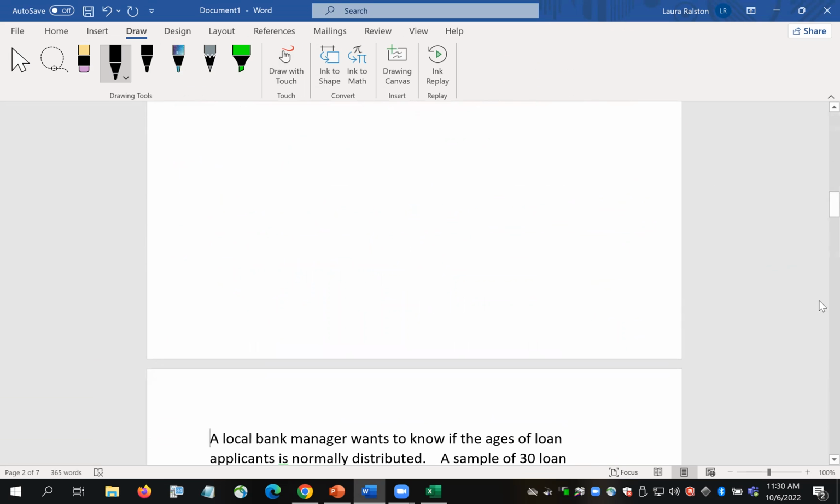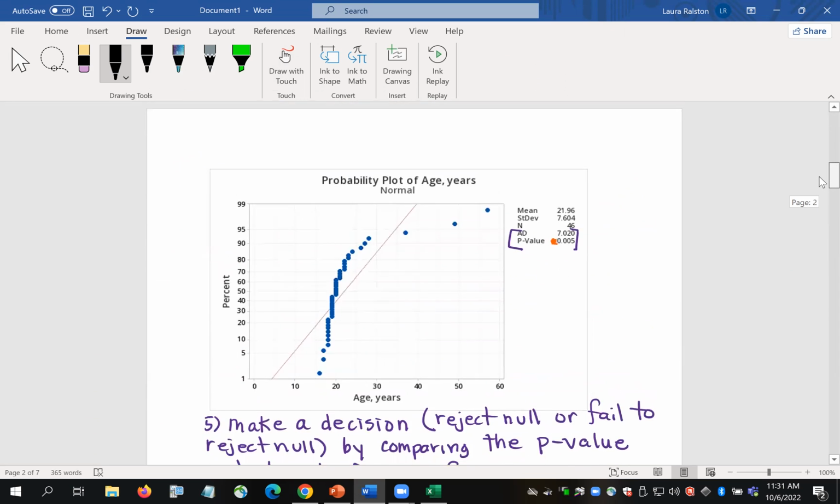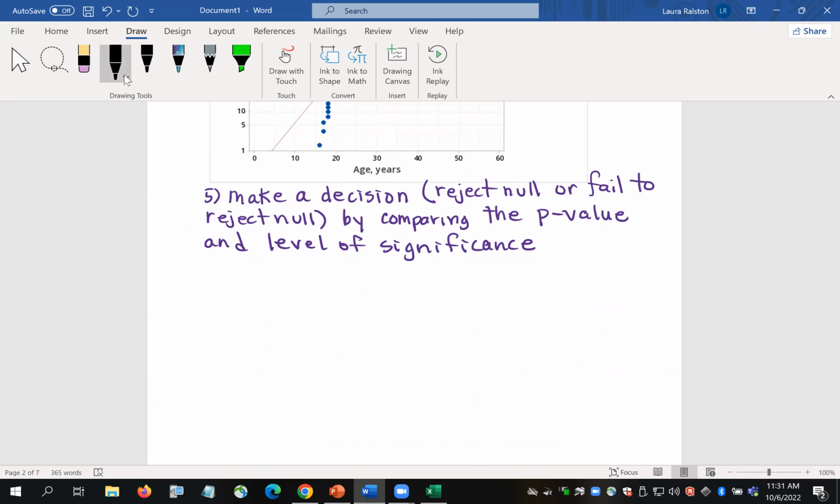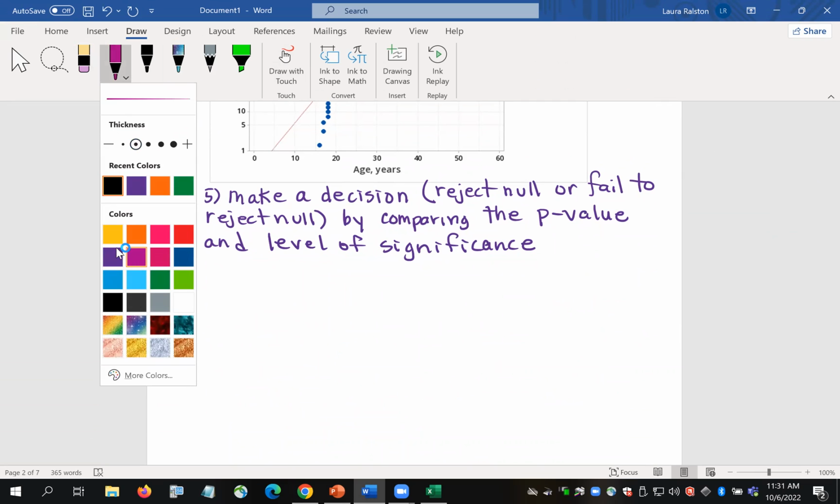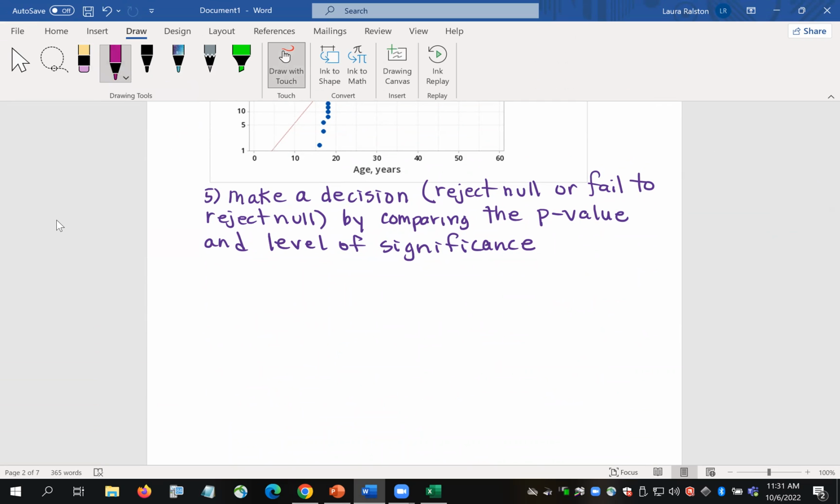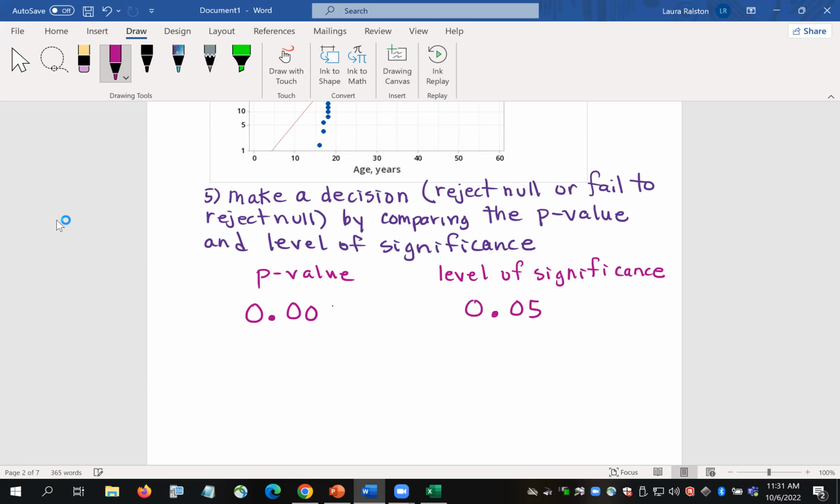By comparing our p-value, which we calculated. So we're going to compare our p-value, which comes from Minitab, to the level of significance, which we're going to use the default level of significance, which is 0.05. So my level of significance is 0.05. My p-value was 0.005.